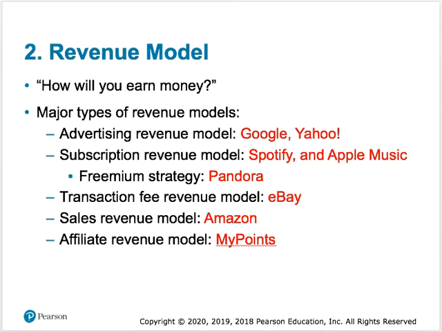The second element of the business model is the revenue model. In this part, you have to answer the question, how will you earn the money? A firm's revenue model describes how the firm will earn revenue or money, generate profits, and produce a superior return on invested capital. We use the terms revenue model and financial model interchangeably.